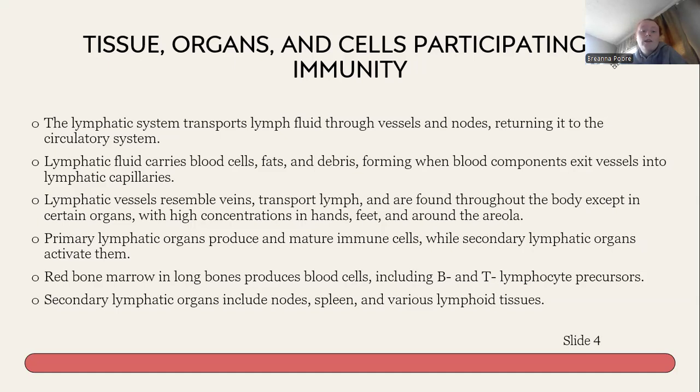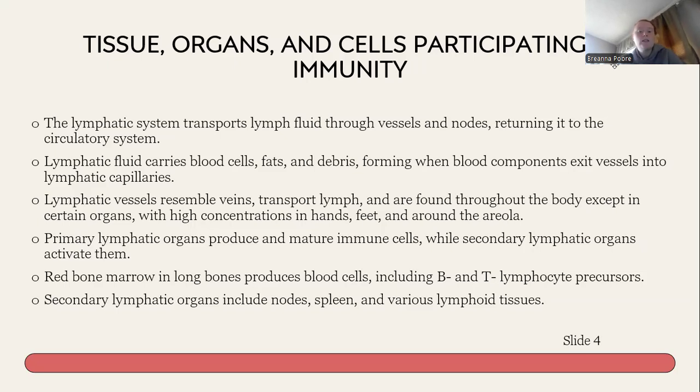Primary lymphatic organs produce and mature immune cells, while secondary lymphatic organs activate them. Red bone marrow in long bones produces blood cells, including B and T lymphocyte precursors. B cells mature in the bone marrow before moving to the spleen or lymph nodes to function, and T lymphocytes migrate to the thymus to complete their maturation as T cells.